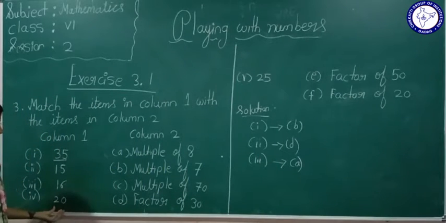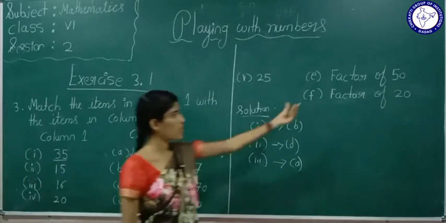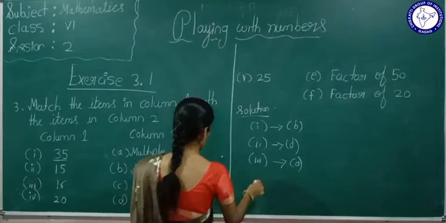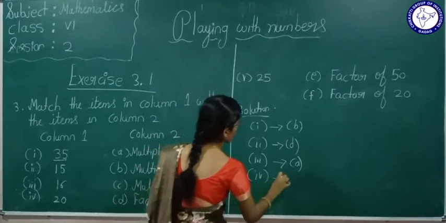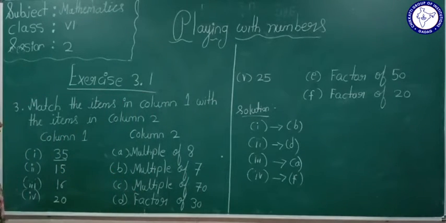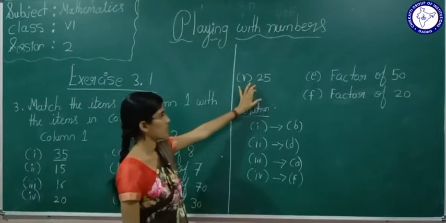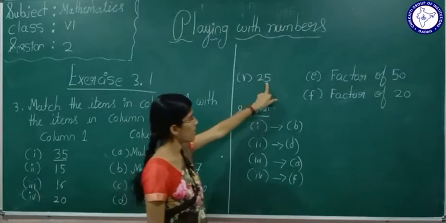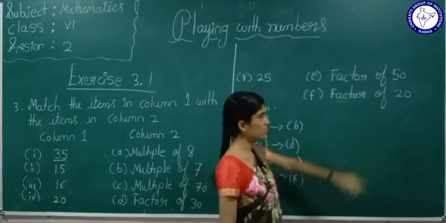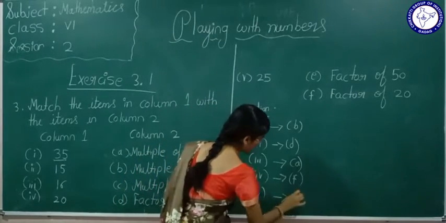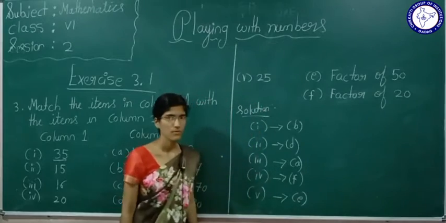Say what about 20? 20 is a factor of 20. Yes or no? 20 is a factor of 20. So fourth answer is F. Now what about the fifth answer? 25. So what about 25? 25 is a factor of 50. Yes or no? 25 is a factor of 50. Fifth answer is E. Okay.